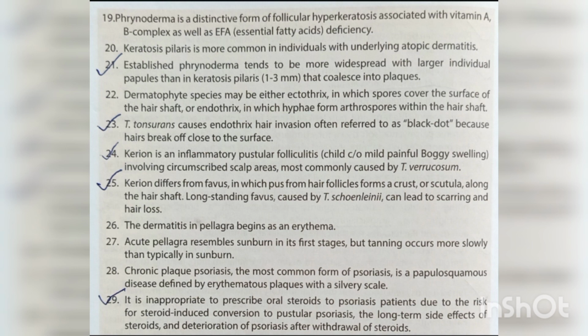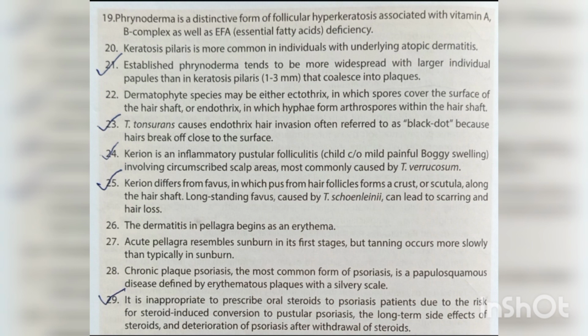coalesces into plaques. Dermatophyte species may be either ectothrix, in which spores cover the surface of the hair shaft, or endothrix, in which hyphae form arthrospores within the hair shaft. T. tonsurans causes endothrix hair invasion, often referred to as black dot, because hairs break off close to the surface.